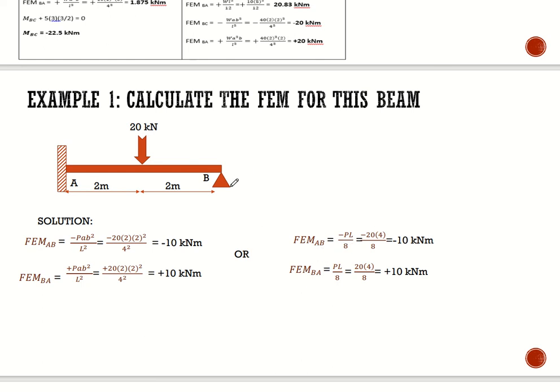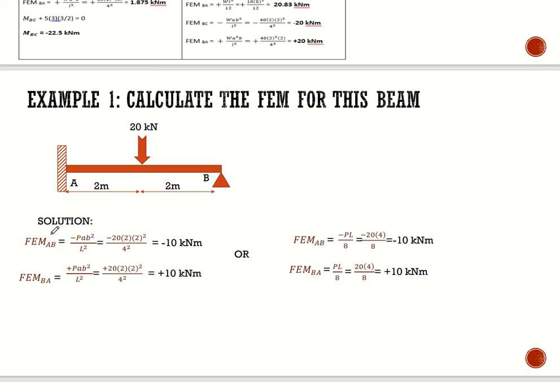Similar also for the right side of the beam. We have positive P times L divided by 8. P is the value of the force, and L is the length of the beam. So we have negative 10 kilonewton meter at the left, and positive 10 kilonewton meter at the right of your beam.